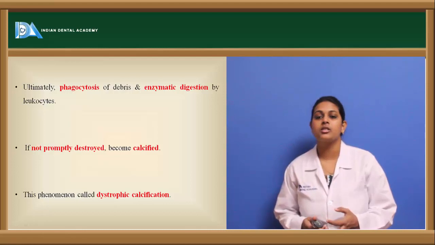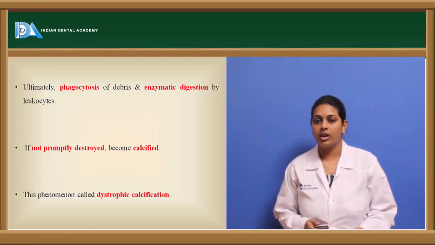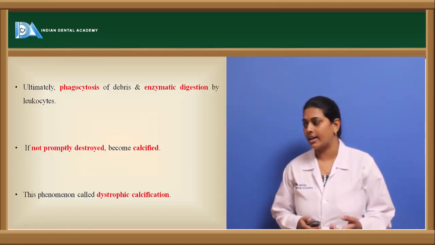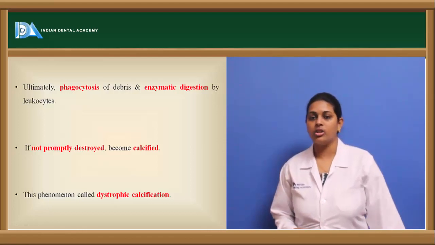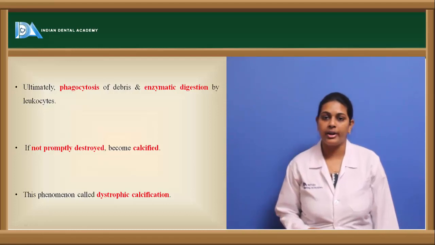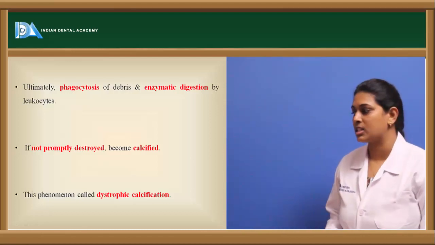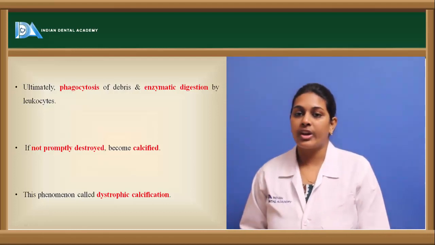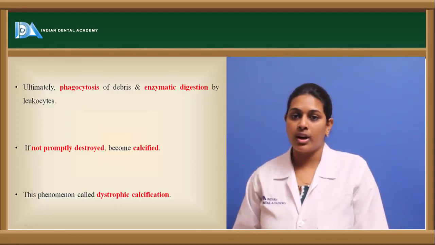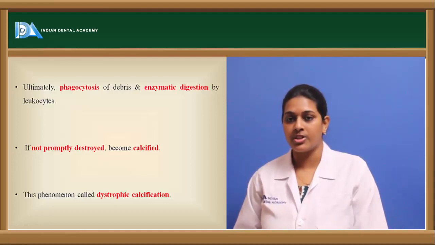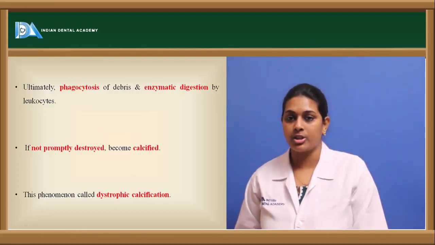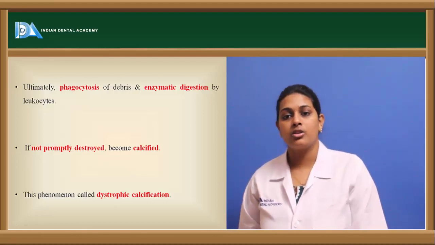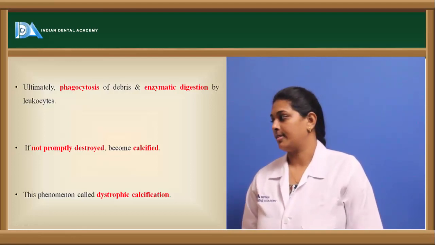Another process is the enzymatic digestion by the leukocytes. These enzymes are released by the lysosomes. Suppose, as already told, the necrotic cells are not removed, then they are calcified. This calcification of dead tissue is known as dystrophic calcification, whereas calcification occurring in living tissue which appears otherwise normal is known as metastatic calcification.